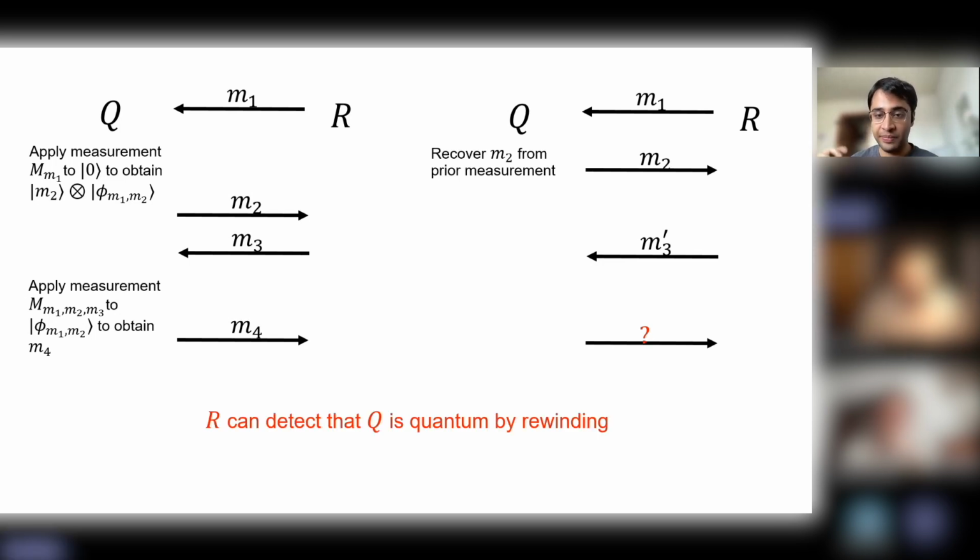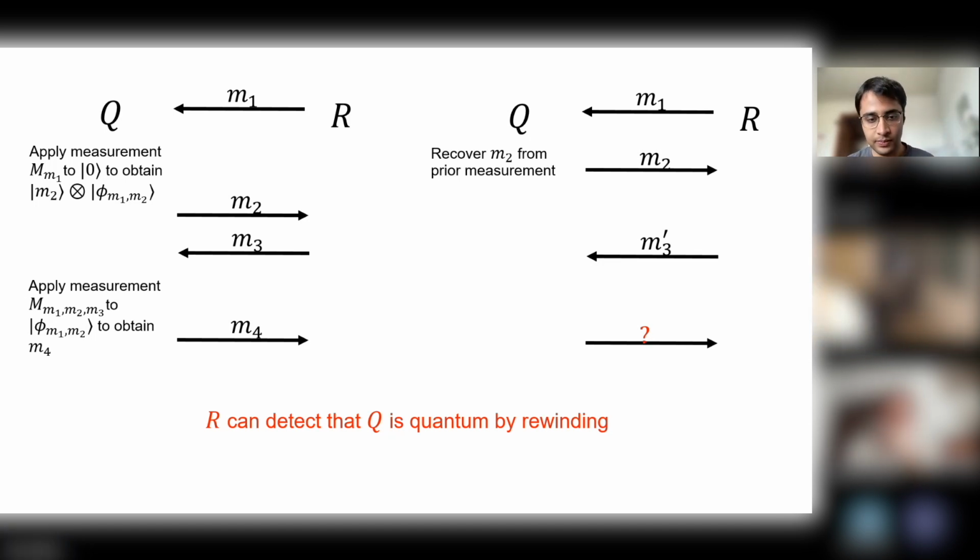So basically, R is checking that Q is quantum by doing this rewinding, because if it was classical, it would be able to obtain these two transcripts. But with the quantum prover, it is not able to get these two transcripts. And without these two transcripts, it can't break the underlying assumption. But this also means that R now knows that you're quantum.